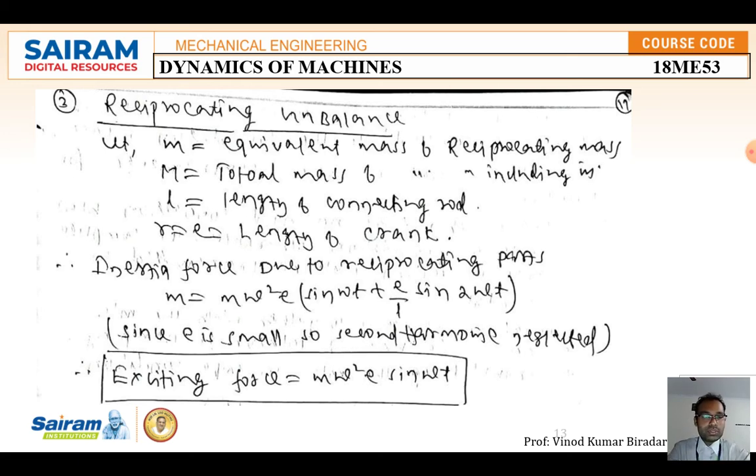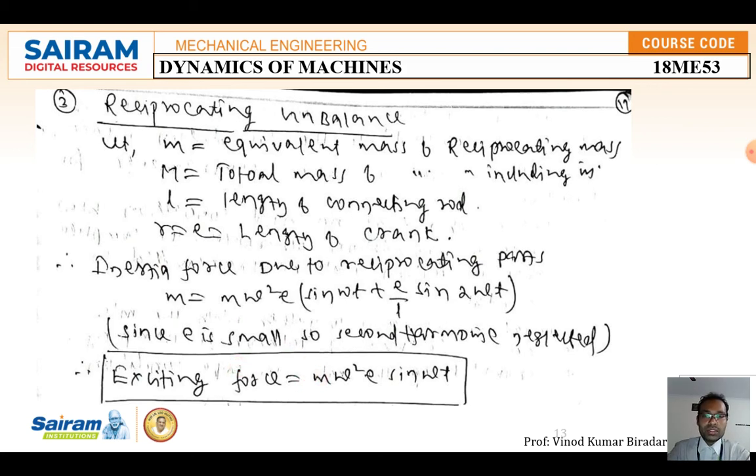So here this equation is different. Let m be the equivalent mass of the reciprocating part. Let us assume m is the equivalent mass, that is the total mass. Equivalent mass means the mass which is fixed in the component. m is the total mass of the included mass, l is the length of the connecting rod, r or e is the length of the crank. So the inertia force due to the reciprocating parts, we are going to get this equation. Since e is very small, neglect that, that is the second harmonic force. Therefore the exerting force on that particular system is equal to m omega square e sin omega t.